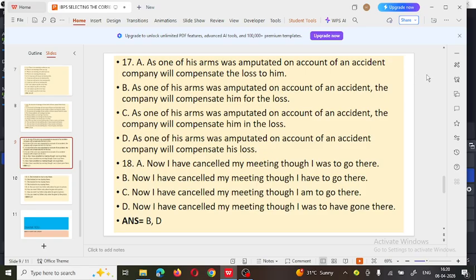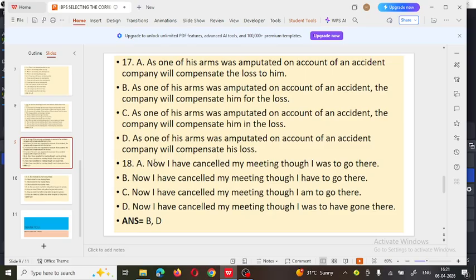Now let's see here. A comma is used after this first part of the sentence: As one of his arms was amputated on account of an accident. That is a subordinate clause. So what is the main clause? The company will compensate. Now what will the company compensate? The company will compensate him for the loss or in the loss. So the company will compensate for the loss, whatever loss he suffered due to that accident. So option B is correct here.